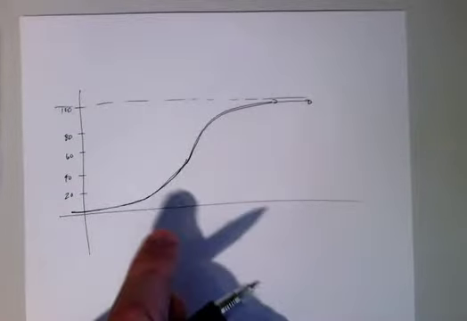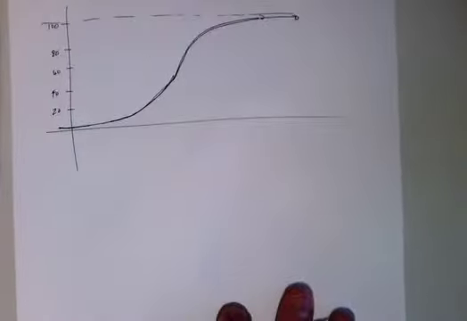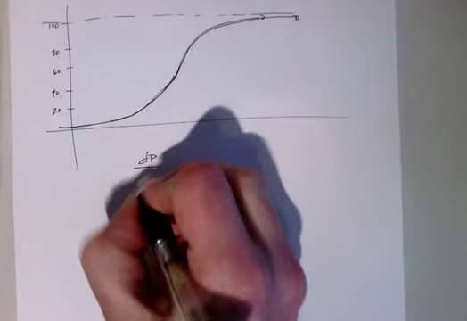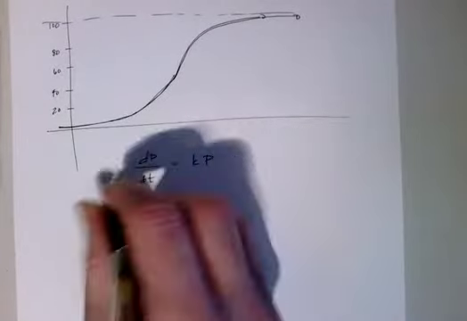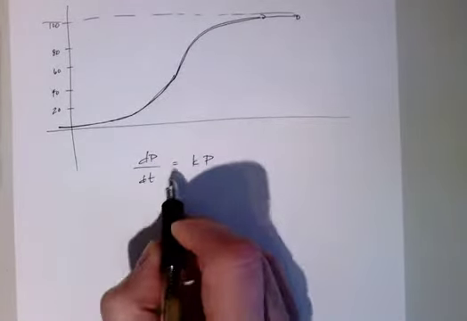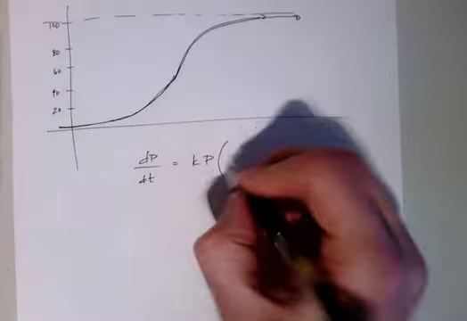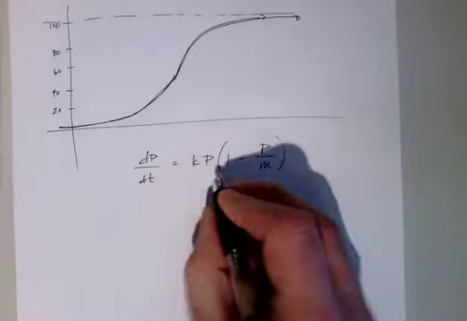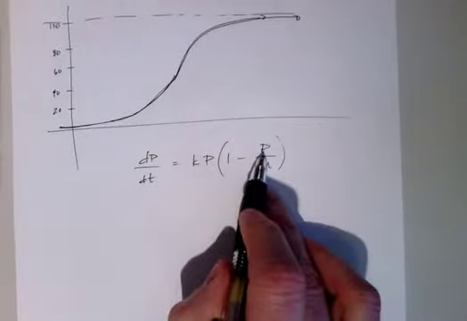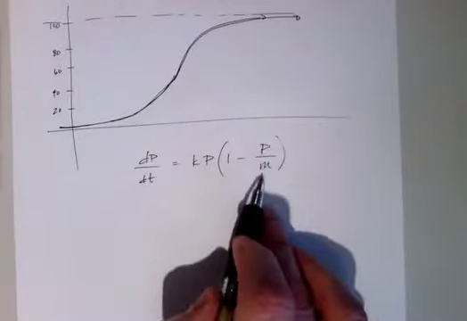This is what's called logistical growth, and it's represented this way. The rate of change of population with respect to time is proportional to the population, but that population is then multiplied by 1 minus P over M. Now, P is still the population, but M represents this line up here. It represents what's called the carrying capacity. So at the beginning, the population is low, and M is a constant.